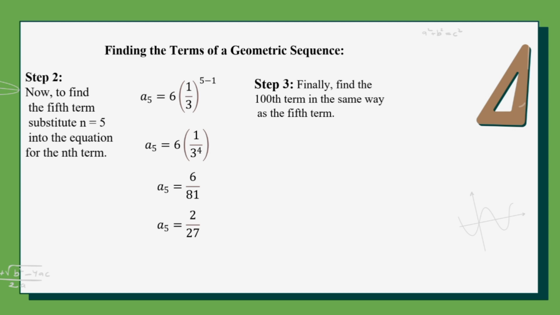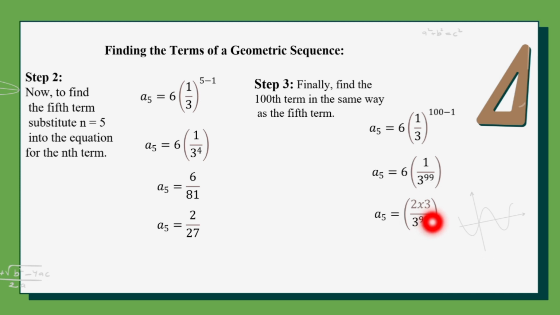Step 3. Finally, find the 100th term in the same way as the 5th term. Sige, guys. So, parang may mali dito. 100 po ito. Sorry po sa wrong po input. 100 po ito siya. A sub 100. So, i-substitute lang natin yung 100 dito. Dito rin. Then, 100 minus 1 is 99. Ilagay natin siya dito. Then, i-multiply natin siya, guys.